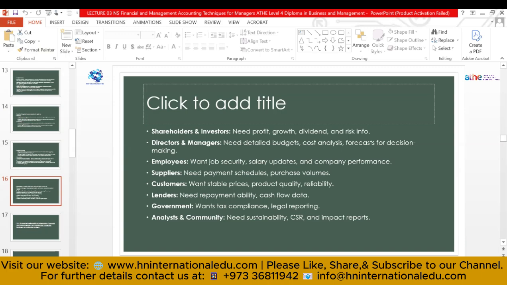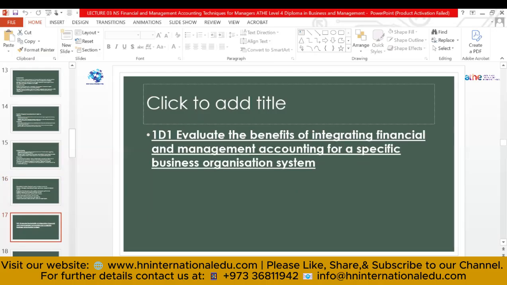Suppliers need the payment schedules and purchase volumes. Customers want stable prices, quality products, and reliability. Lenders need repayment ability and cash flow data, more inflow, less outflow. Government wants tax compliance and legal reporting, and the analysts and the community at this point need sustainability, corporate social responsibility, and impact reports. This was just the crux of the stakeholders we covered today.